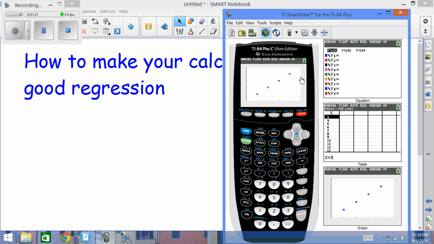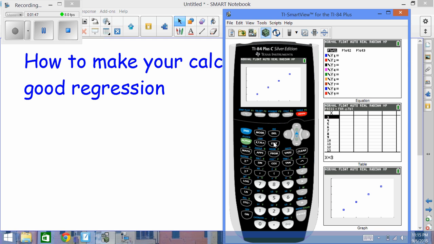So if you suspect that the scatter plot is creating the shape of a line, then you're going to look for a linear regression. If you think it makes a different pattern, then you're going to have to identify what type of function makes that pattern and find that type of regression. So I'll show you how to do that.